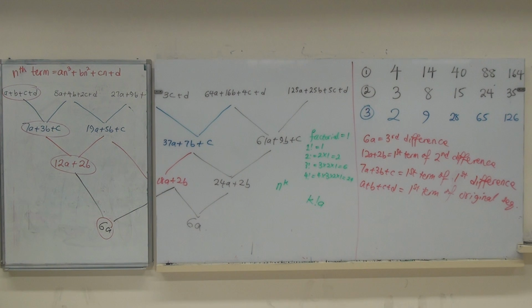No, so look, 3 factorial is 6. So the k is 6. It's 3 from there.